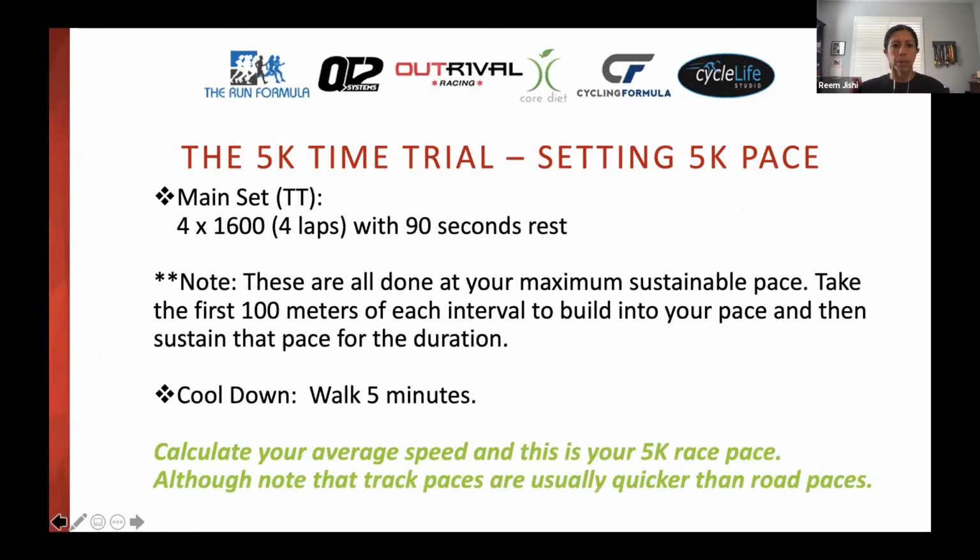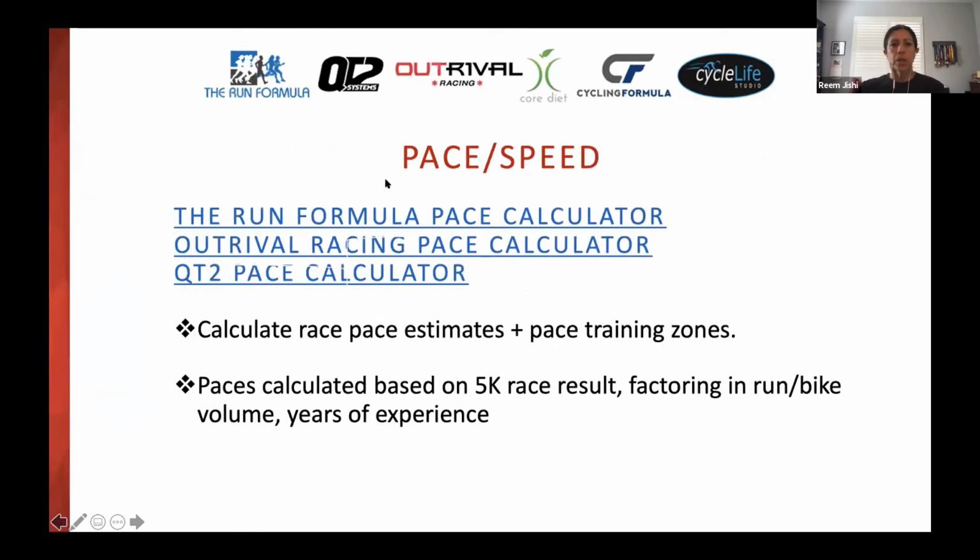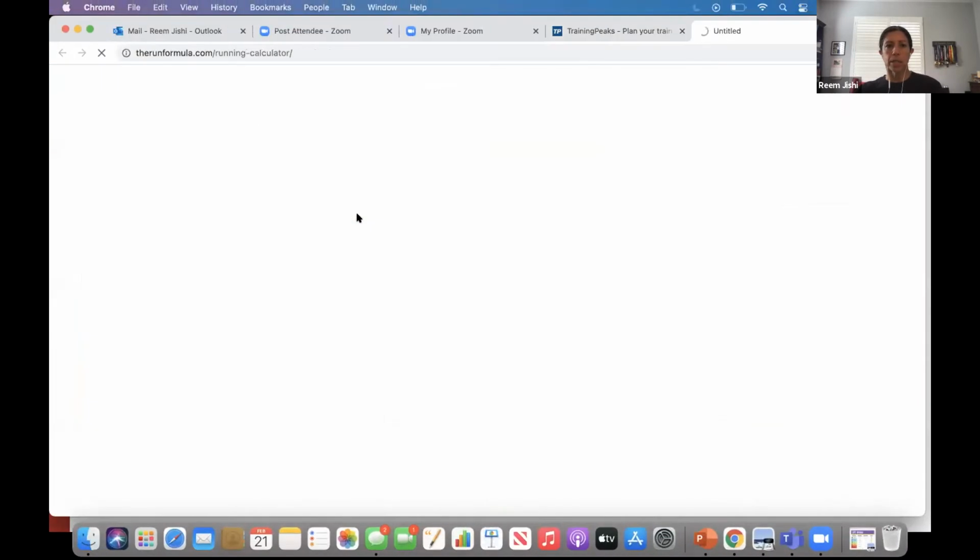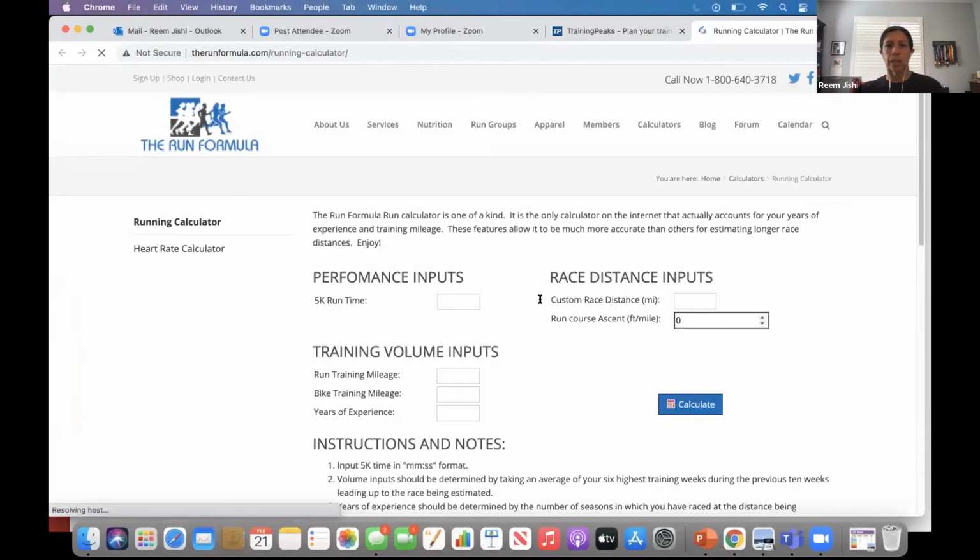Sorry, back up here. Okay, so I'm just going to go through a few different pace calculators that are available to you. If you are doing run-only pacing, so you're training for a marathon or half marathon, then I'd recommend that you use the Run Formula pace calculator. The links are all in here, but they're all on the websites, and it's pretty obvious where you click onto them on the website.